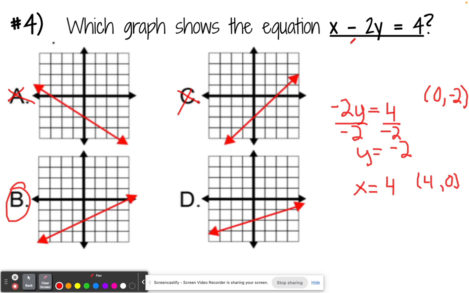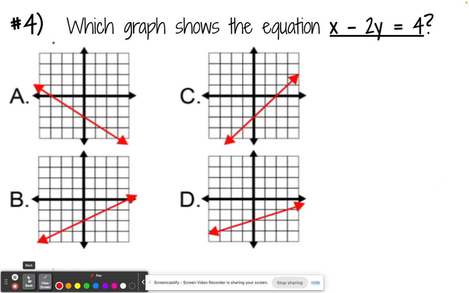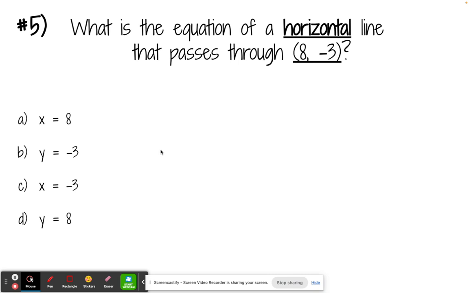Could I have rewritten this in slope-intercept form? Absolutely. That would be another way to solve that. Sometimes it's whichever looks best for you.